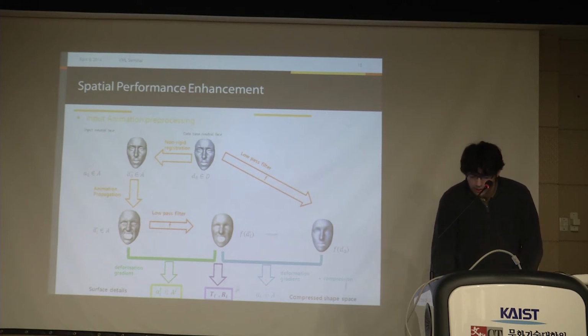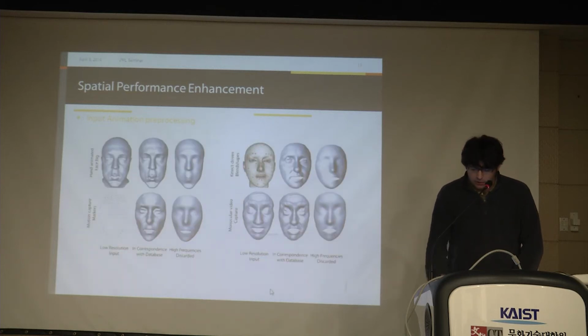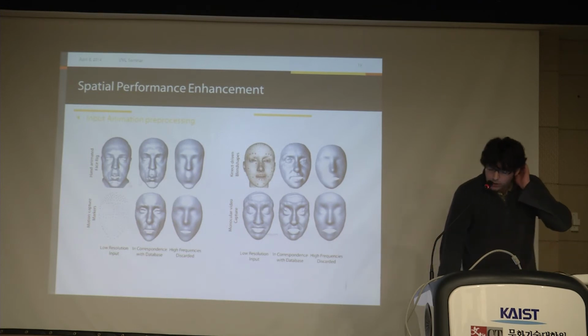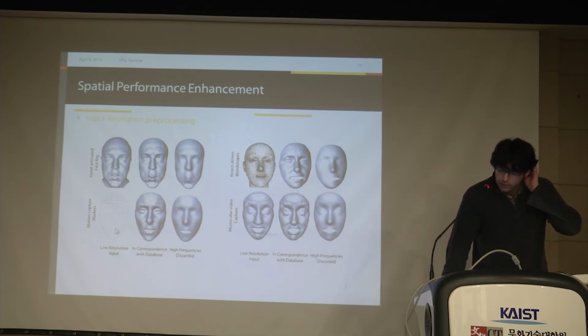So here we get the translation and rotation, because the animation can have full head motion. So we just remove it here and store it for later for the reconstruction to put it back. Now that we have the compressed shape space, here are some examples. This is the input information, one frame of the input animation. Then the transferred animation using the high resolution, and then the same with the lower frequency.